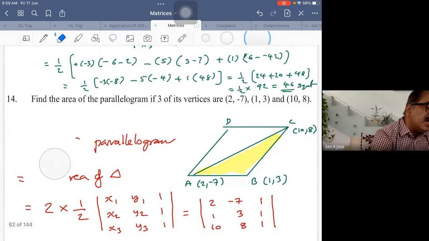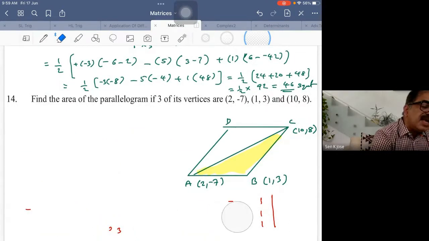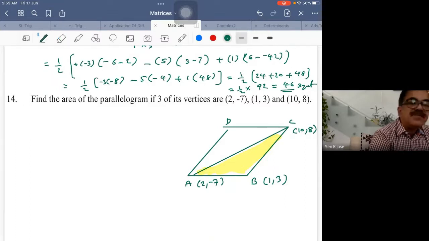The question here is to find out the area of a parallelogram when 3 vertices are given to you. Can anyone suggest a method? I have drawn the diagram. What should I do there? The question is to find out the area of the parallelogram. What should I do here?